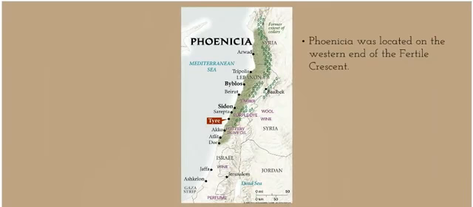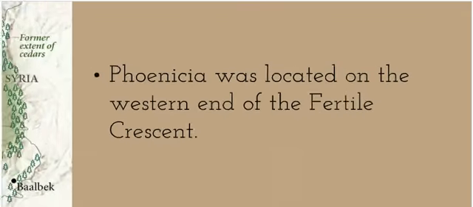Phoenicia. Phoenicia also develops along the Fertile Crescent, but it develops along the western edge of the Fertile Crescent. Now, it doesn't have a major river, but what it does have is very good climate, a lot of resources, and they develop right along the banks of the Mediterranean Sea. And so, as you can see, they have a lot of different resources, and because they develop along the Mediterranean Sea, they become very good sailors.